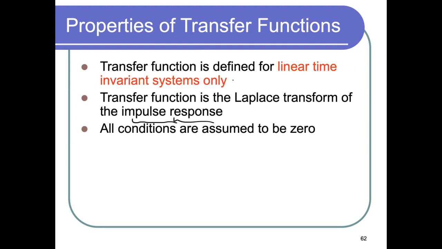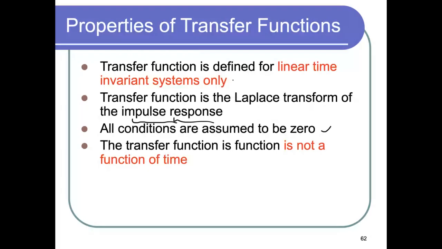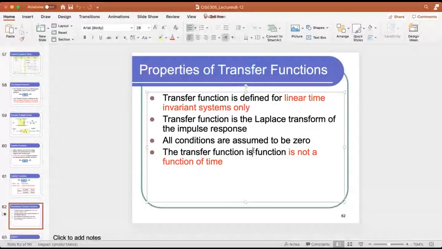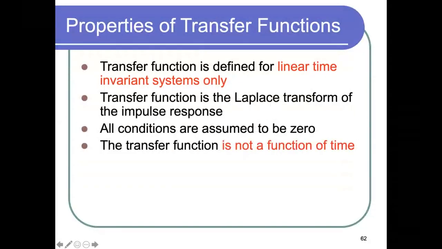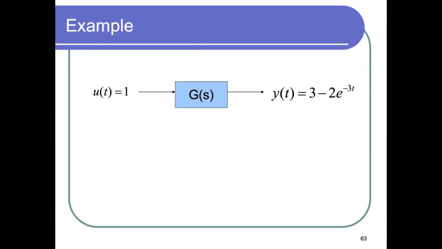And all initial conditions are assumed to be 0 in the calculation of the transfer functions. For example, x of 0, x dot of 0, all of these derivatives at 0, and the initial point, at the equilibrium point, are actually 0. The transfer function is not a function of time. It is a function in the frequency domain. So we're working in the frequency domain here.